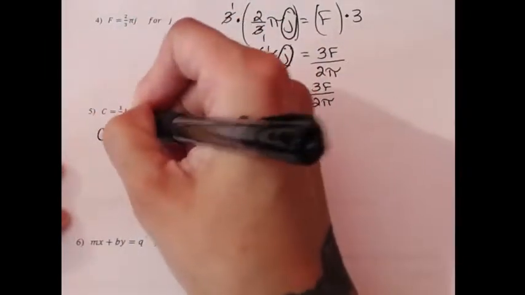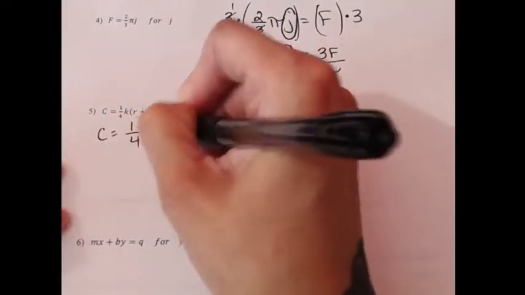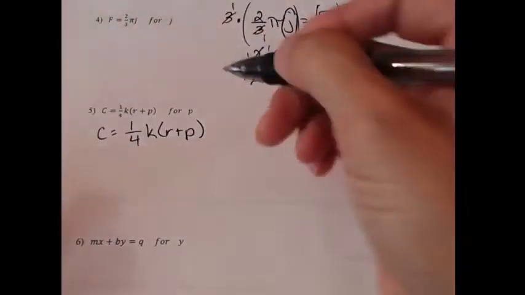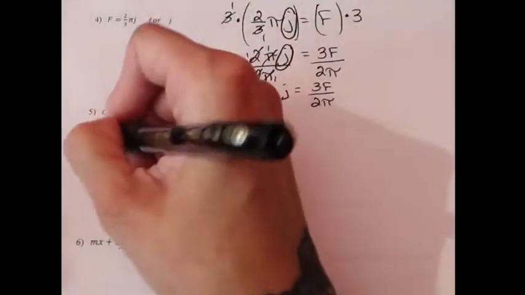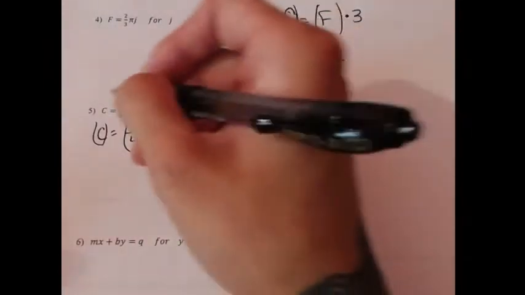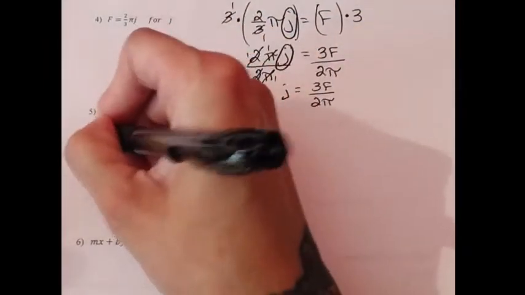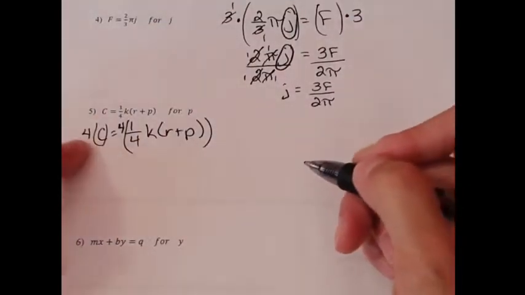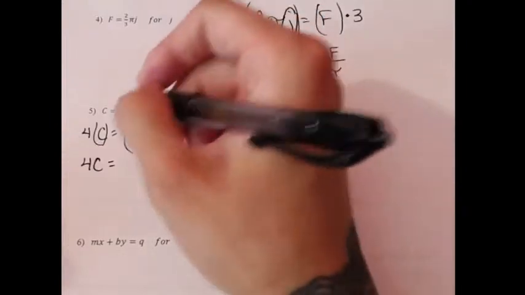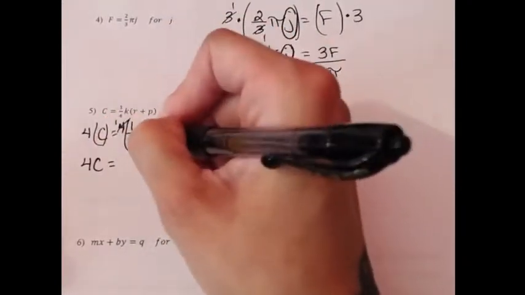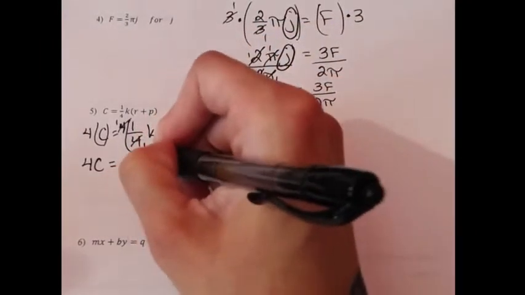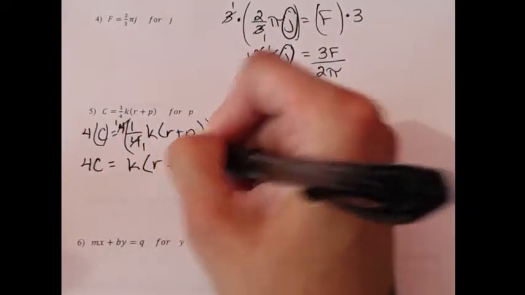Notice here, because we have a fraction and we also recognize that we have 2 terms in the entire equation, we're going to start by multiplying by that LCD. So we're going to start by multiplying both sides by a 4. That leaves us with 4 times c, which is 4c. Notice here these 4's are going to cancel each other out. They divide out, leaving you with a 1. So 1 times k is simply k. Then we have k times r plus p.